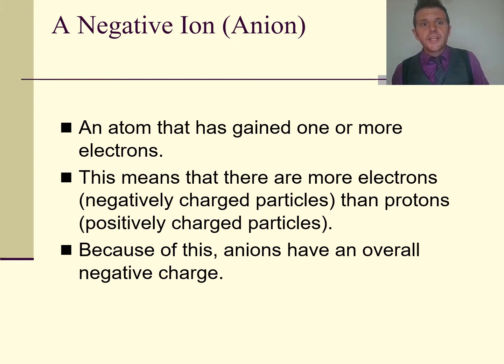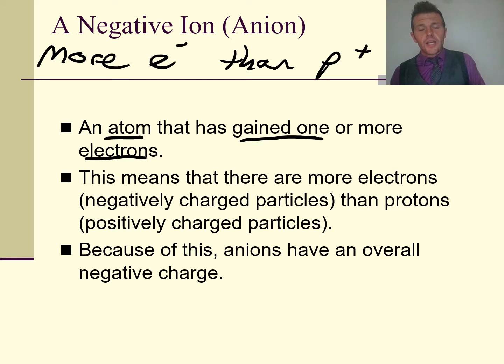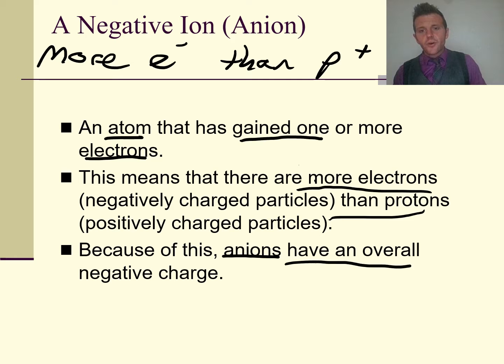So a negative ion is going to be one where there are more electrons than protons. So this is an atom that has gained electrons. What you should be noticing is that when we are forming ions, we are only ever gaining or losing electrons, never protons. Protons will always stay the same. Very important. So this means there are more electrons than protons, and because of this, anions have an overall negative charge.